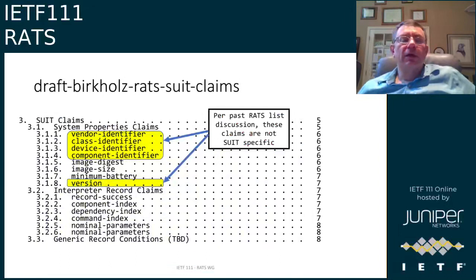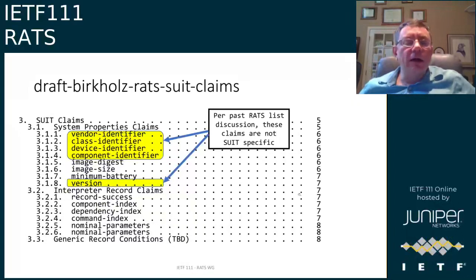Okay, so when we look in draft Birkholz RATS SUIT claims, it has two types of claims: system properties claims and interpreter record claims. The interpreter record claims are clearly about SUIT, but the parts highlighted in yellow came from early list discussion, when TEEP first introduced these requirements, about whether things in the EAT spec could be used. The answer at that time, I think Laurence and I were in agreement on that thread, was that the things sitting in the EAT spec could not be used as then specified. Then Henk wrote this document to put those things discussed in that thread into this other document, and that's the highlighted ones.